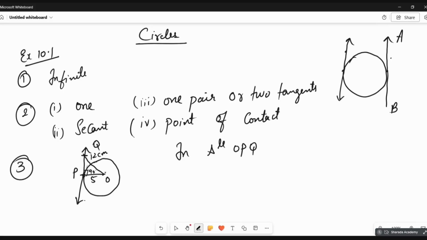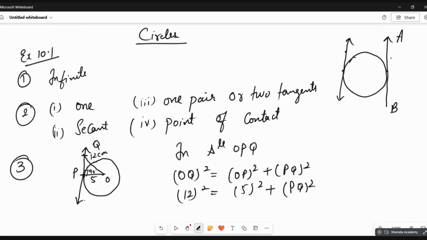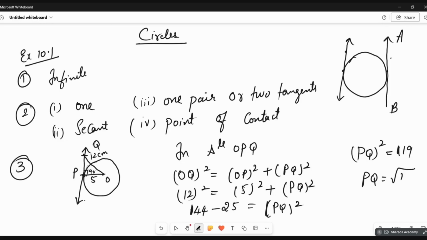Okay. So in triangle OPQ, 90 degree opposite is the hypotenuse. Always 90 degree opposite is the hypotenuse. So OQ square is equal to OP square plus PQ square. OQ is 12 square, equal to OP is 5 square plus PQ you should find. 12 square is 144 minus 5 square, 25. What you will get is equal to PQ square. So how much will you get? PQ is equal to root of 119.